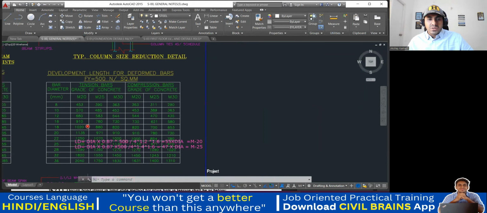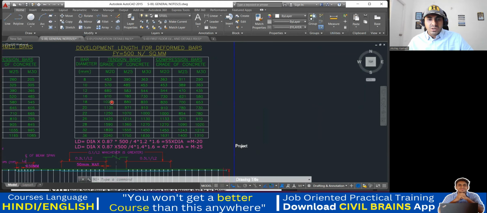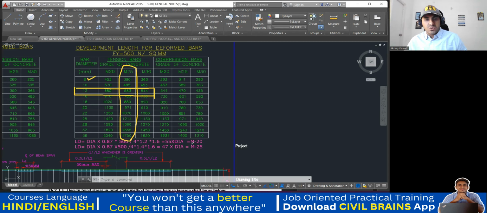Let me go for one bar. I did it for M25. Where is M25? This is the M25 portion. Now this is the formula I have. If I input this diameter here, I should get the answer. Let me start with 12 diameter. For 12 diameter for M25 grade, I should get 583. So my formula is 47 times the diameter, right? So 47 into 12, I'm getting 564.